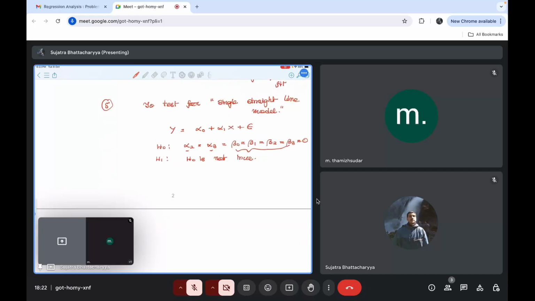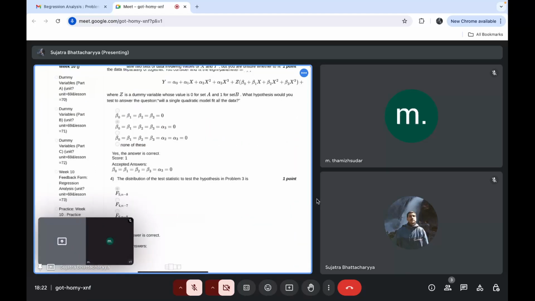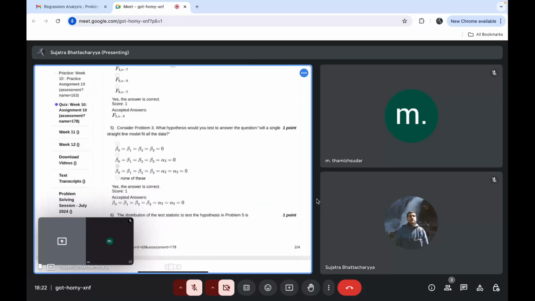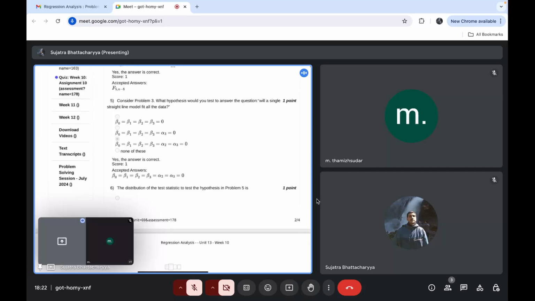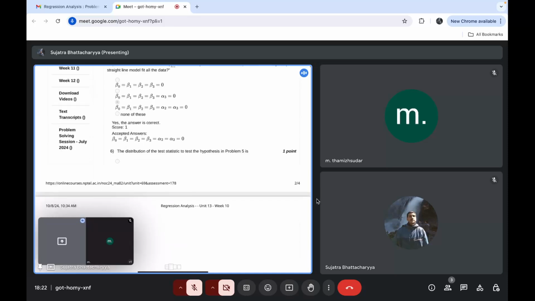Fine. So this is the hypothesis. So fifth question, if you go here, fifth question, yes. So single straight line, beta naught, beta 1, beta 2, beta 3, all the dummy variable part is 0 and alpha 2 and alpha 3 are 0. This is the null hypothesis. And the test statistic to test the hypothesis.